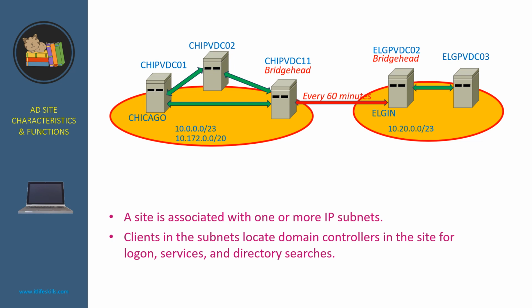Now we have a client computer that is assigned with the IP address 10.172.0.100/20. So this IP address belongs to the subnet 10.172.0.0/20. So the client knows that it belongs to Chicago site and it will query one of the domain controllers in Chicago site for log-on services and directory searches.